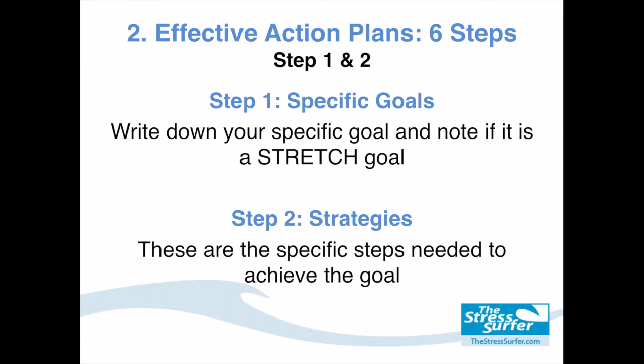Step 1, the specific goals. Obviously, the important part here is being able to write down a specific goal and note also if it is a stretch goal. At this point, the common mistake is to write down something that's more of a dream, vision, or even legacy rather than something specific as a goal. Step 2, strategies. These are the specific steps needed to achieve the goal. And in this part, you want to write down the various different activities and strategies needed to achieve the goal.